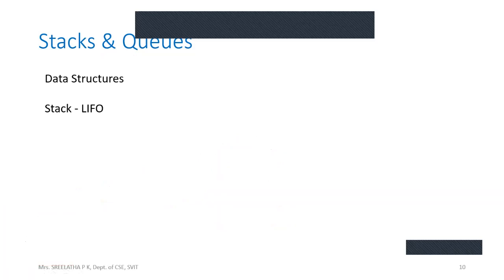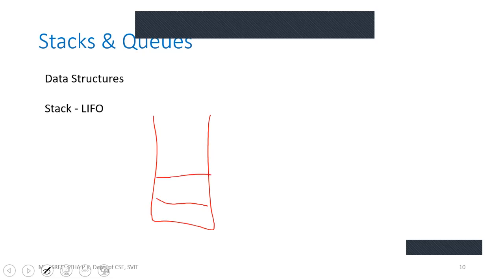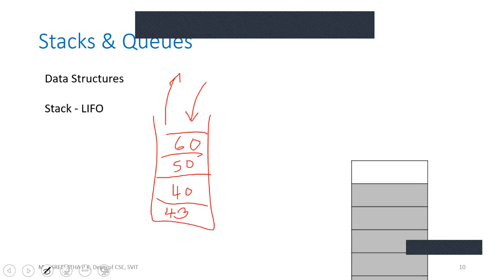A stack is a data structure, a method of storing the data in memory such that the elements can be stored one above the other. The data is stored here, 43, the next data is stored here, one above the other. There is one entry point and one exit point only. This type of structure is called the stack structure. We'll just see the stack.